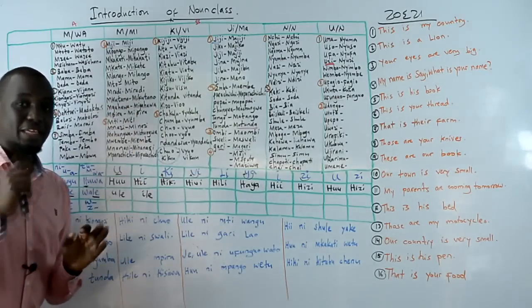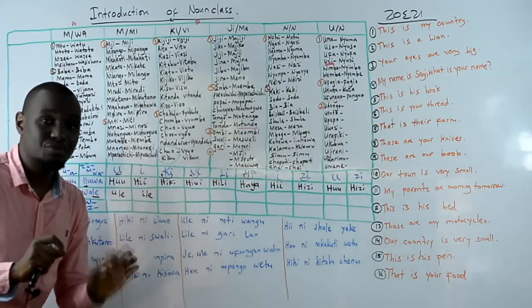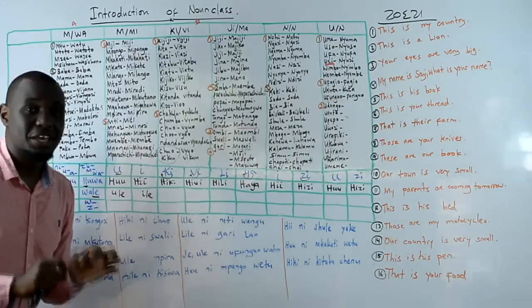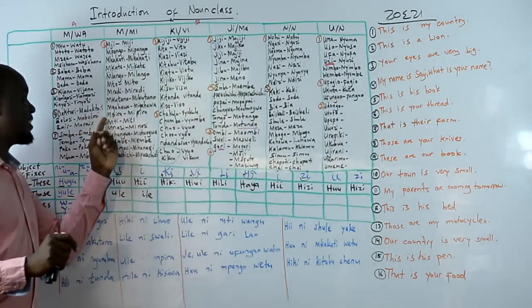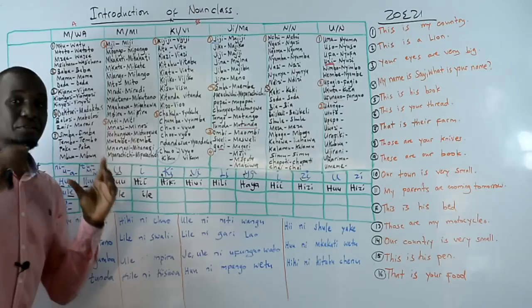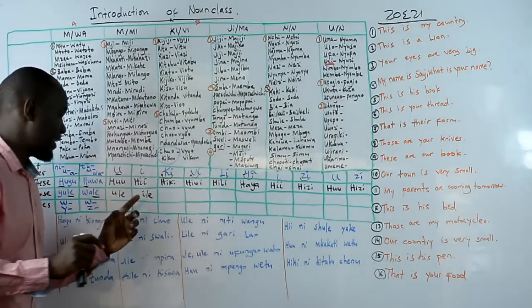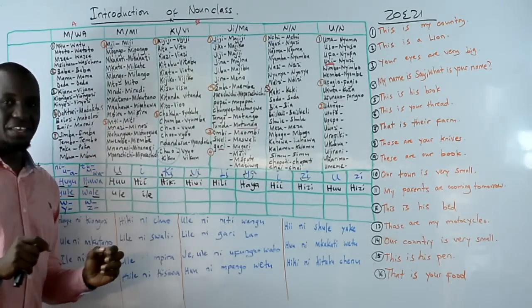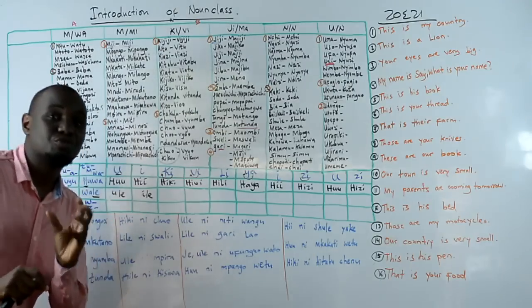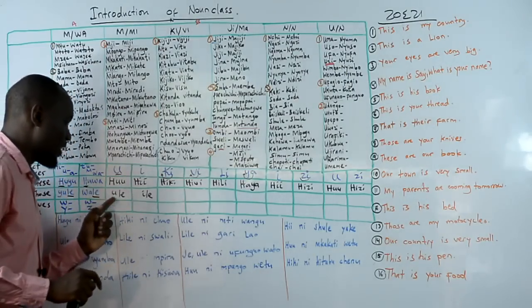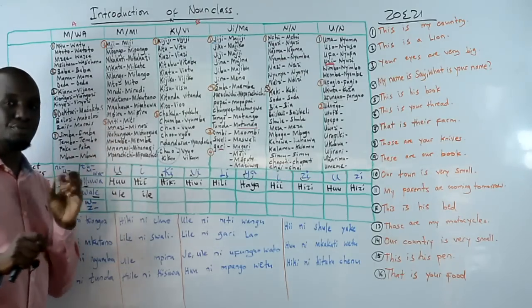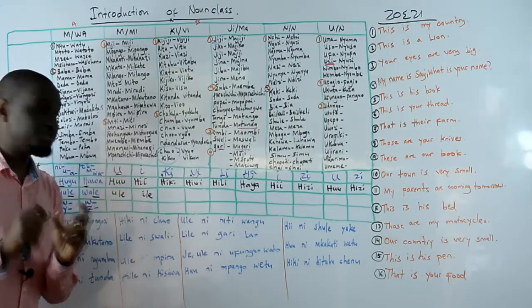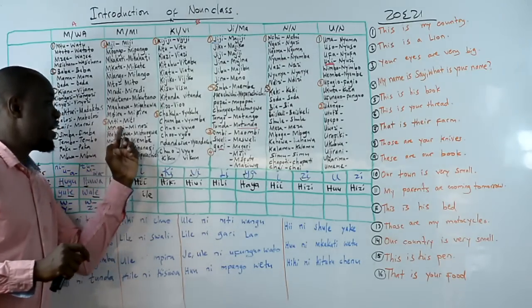Do you understand that? That is a tree. Those are trees. In Swahili, it will be ule ni mti. Where is my tree? Mti. And those are trees: ile ni miti. That is a coconut tree will be ule ni mnazi. Mnazi is a coconut tree. And those are coconut trees will be ile ni minazi.